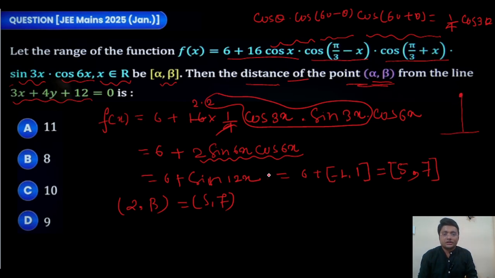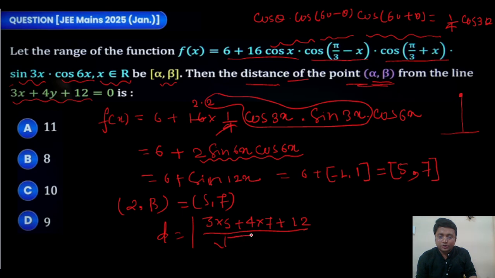So what we can do, you just put this point in that equation. To find the distance, d = |3 × 5 + 4 × 7 + 12| divided by the square root of a squared plus b squared. The coefficient of x is 3 and the coefficient of y is 4, so 3 squared plus 4 squared, right?